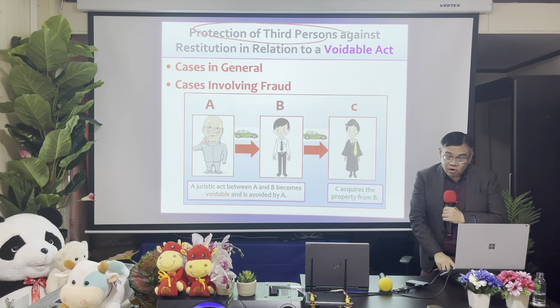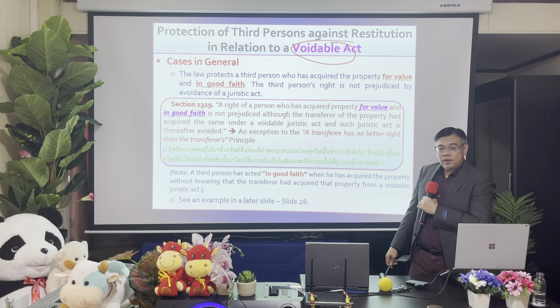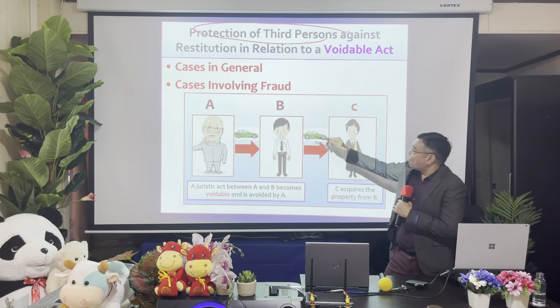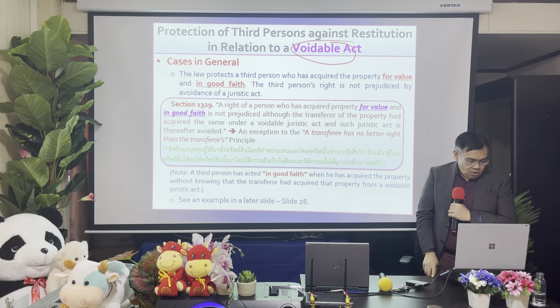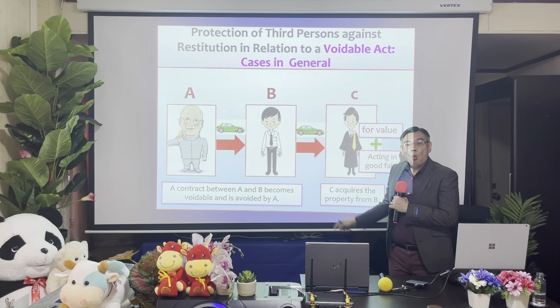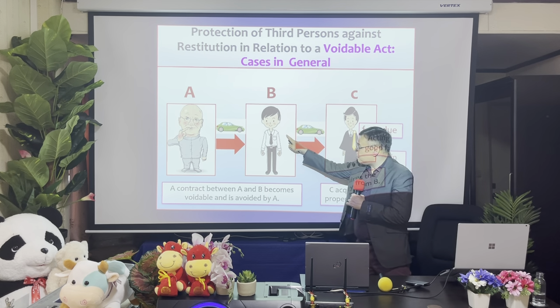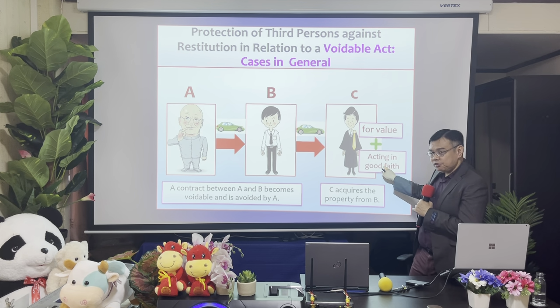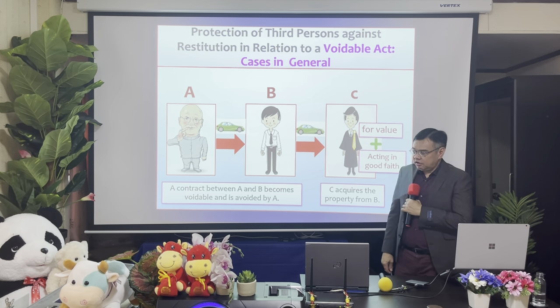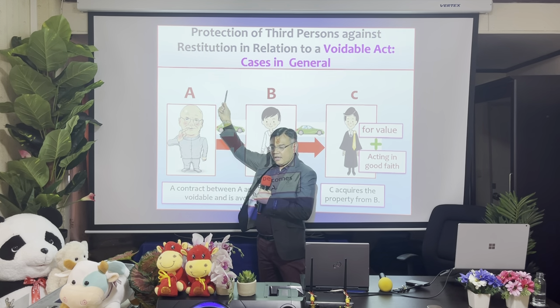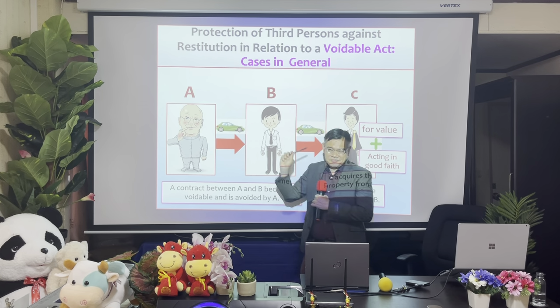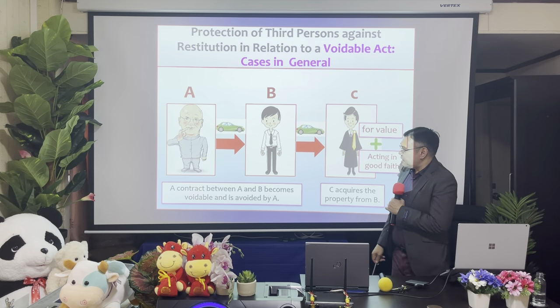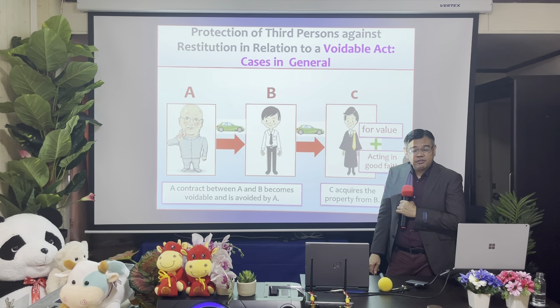In all cases except the case of fraud, what the law says is that the law protects a third person when the third person, first, has received the property for value, and secondly, when the third person acts in good faith. So we have the situation in which a juristic act has been made between A and B.